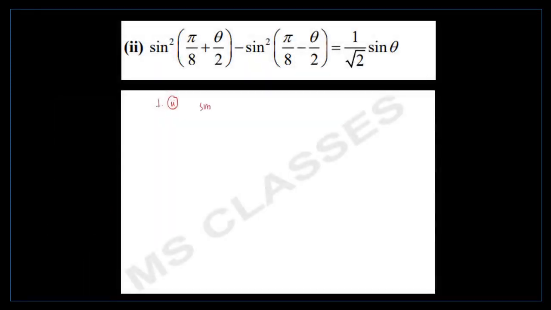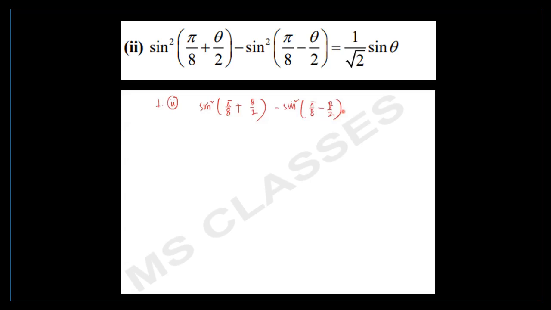Sine square pi by 8 plus theta by 2 minus sine square pi by 8 minus theta by 2 is given, and we have to prove that this whole expression is equal to 1 by root 2 sine theta.